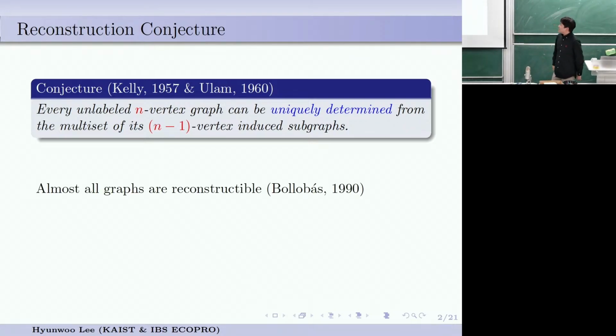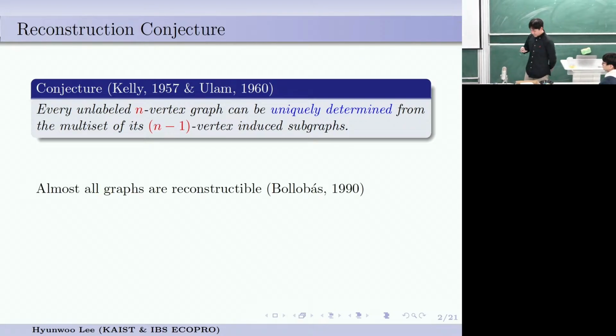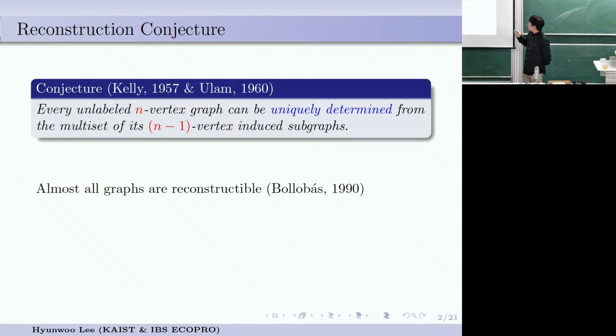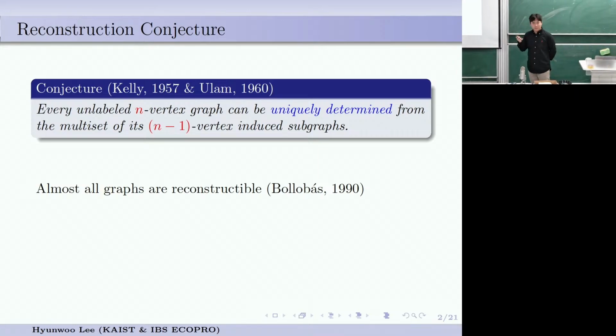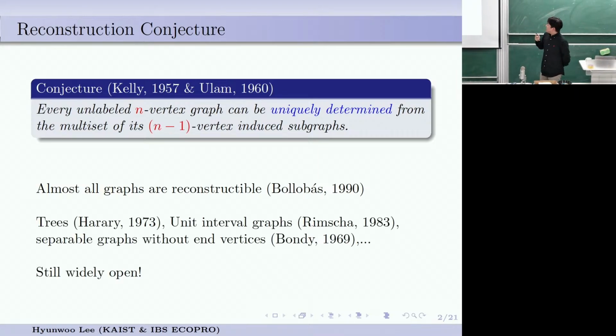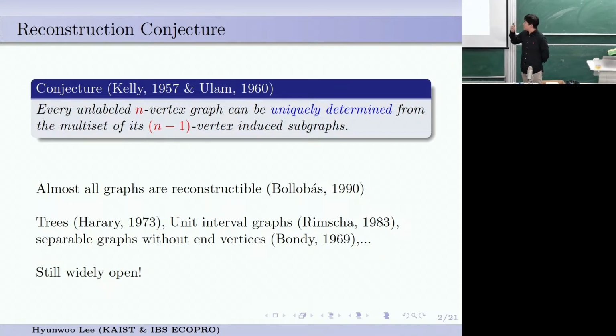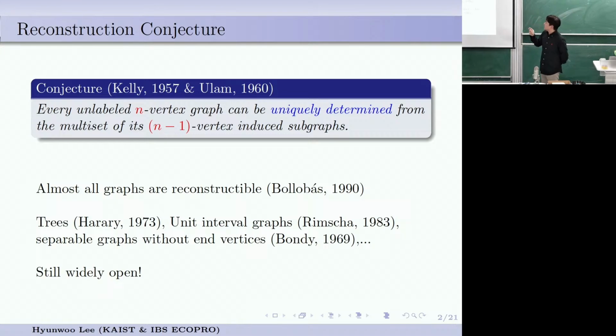Okay, and there has been some progress on this notorious conjecture. The most notable is maybe due to Bollobás in the 1990s. Bollobás proved that almost all graphs are reconstructible. And for some more explicit families, it is known that trees, unit interval graphs, and separable graphs without end vertices are reconstructible, and it is still very widely open now.